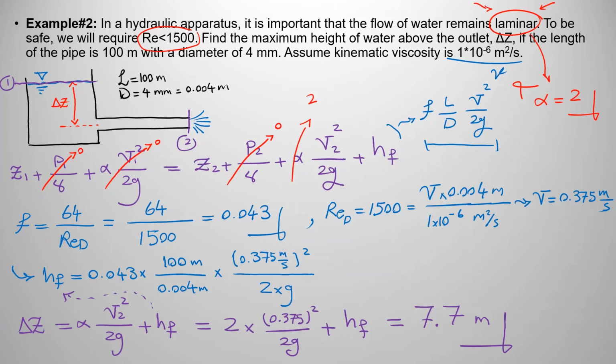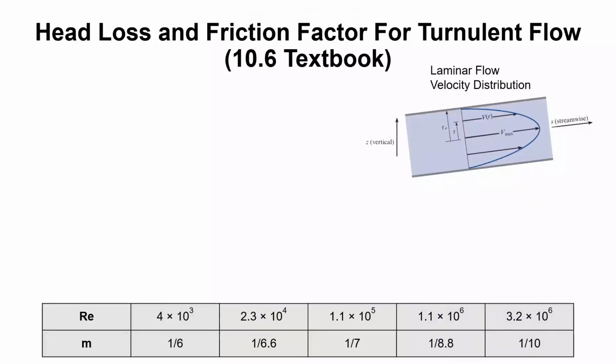So now you can see that you can actually play with this simple scenario to have laminar flow, turbulent flow, and you have learned how to calculate head loss due to friction or major head loss in these kinds of situations. All right, so far you have learned how to calculate friction factor, or F, for laminar flow. Now we're going to talk about turbulent flow.